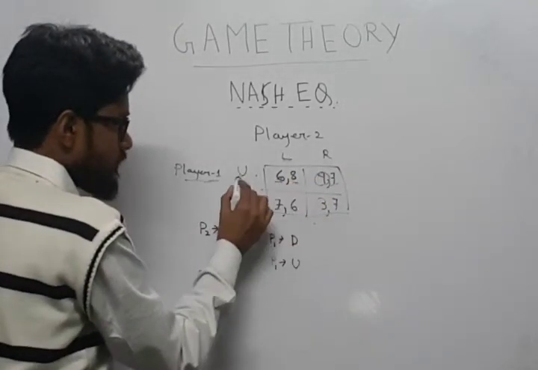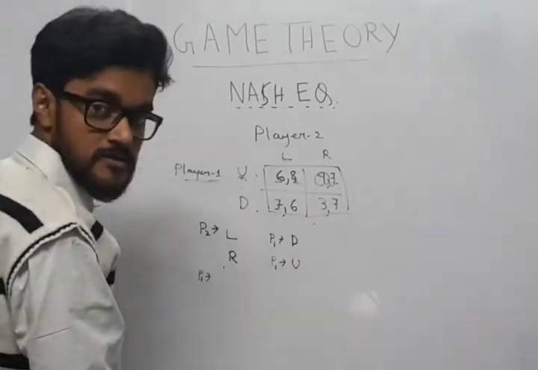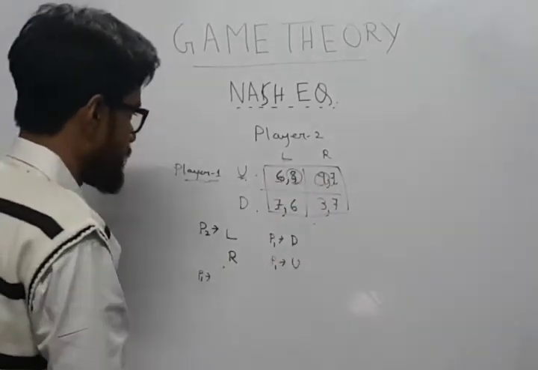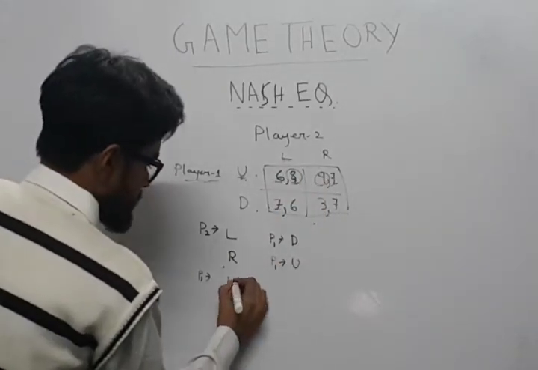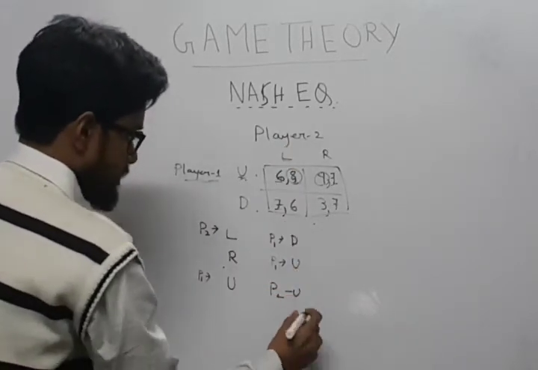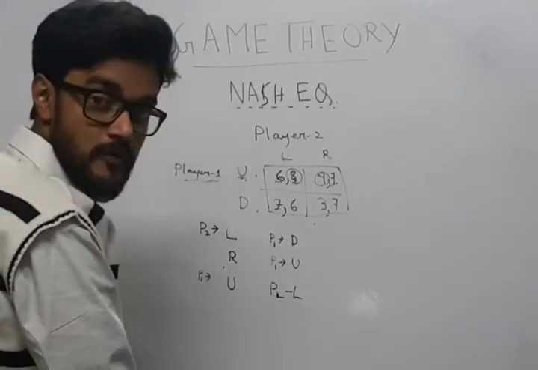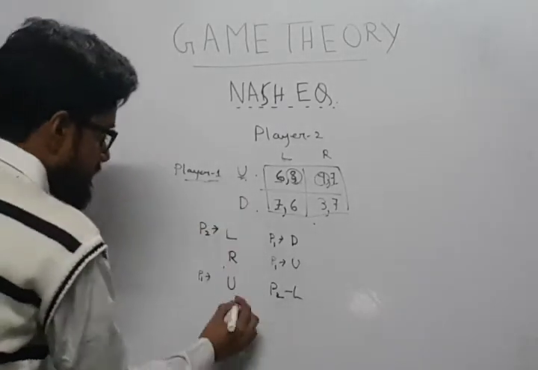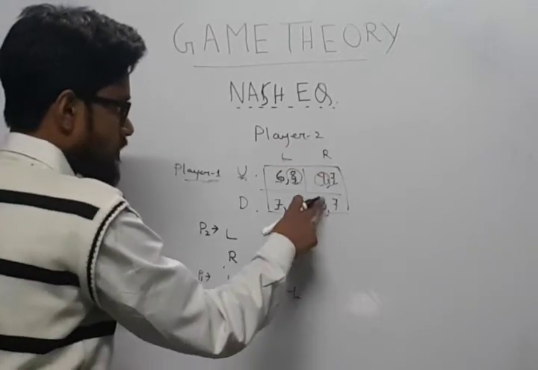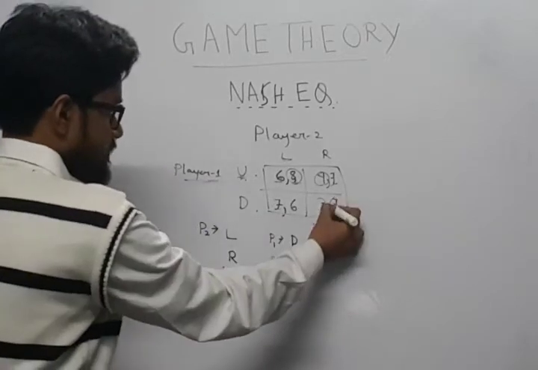Out of these rows, when player 1 plays U, player 2 has two options, either 8 or 7. Obviously 8 is greater than 7, so he will play 8. So when player 1 plays U, player 2 plays L. In the other option, when player 1 plays D, player 2 plays R.